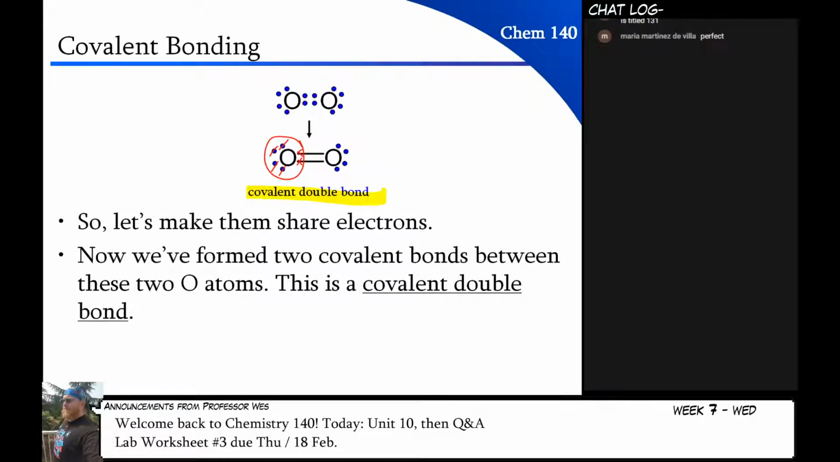Now, how many bonds are possible? You can actually get up to 3. You can do a triple bond with some molecules, such as carbon or nitrogen. 4 is not possible, if only because of geometry. So for like carbon, you can't make all 4 electrons bond in one direction.